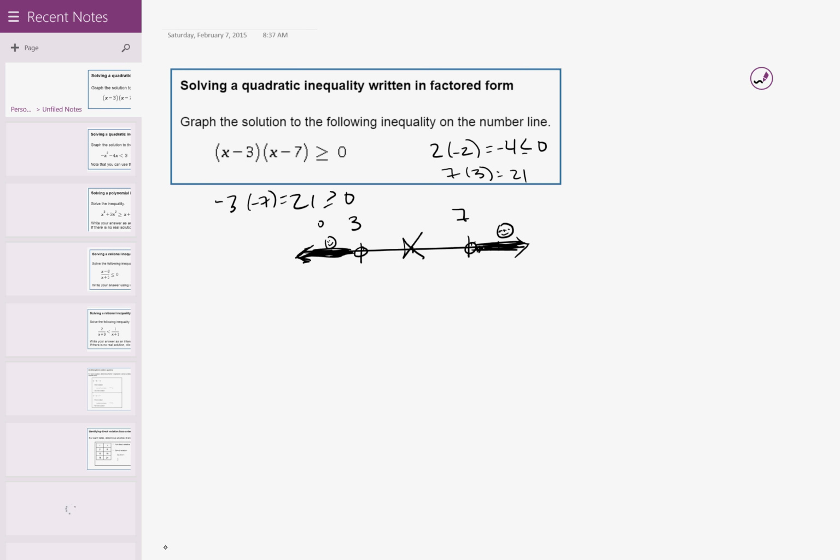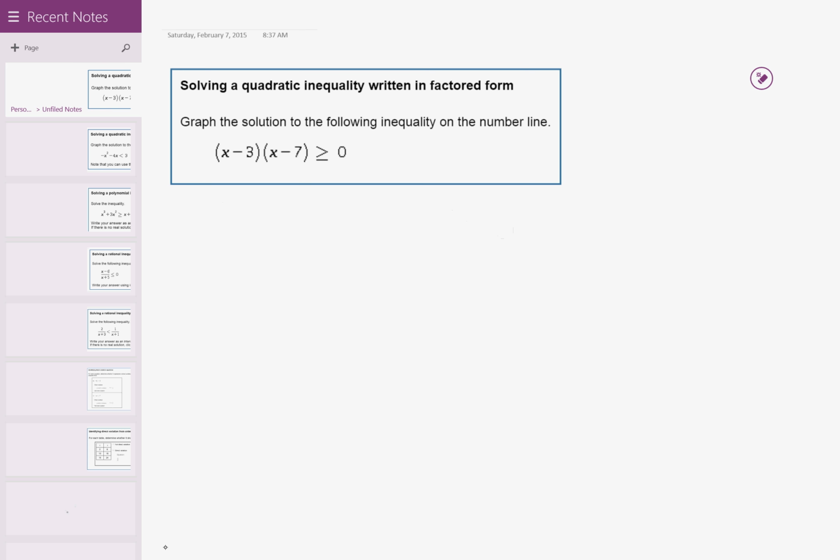And that works pretty well for a quadratic expression. That works pretty well if you don't have a whole lot of factors. But as you move forward in mathematics, sometimes you are going to have a lot of factors, and you need a better system to deal with these types of problems. So that will work for some of these problems, but some of these problems, not so much. And this is why we need something called a sign chart.